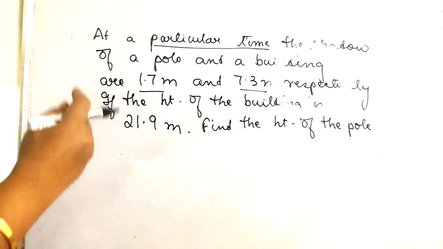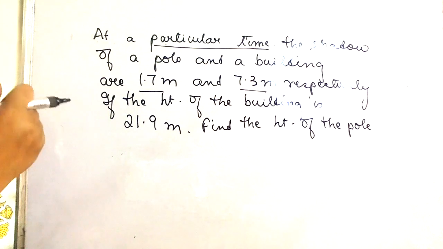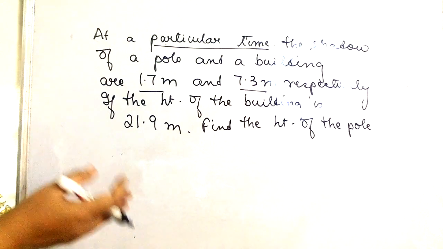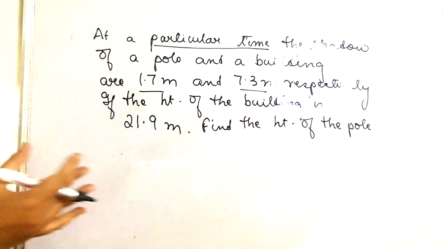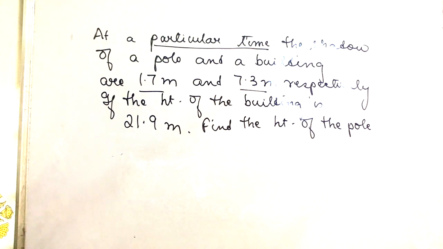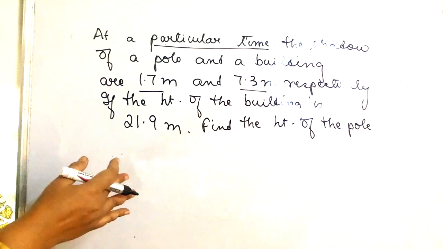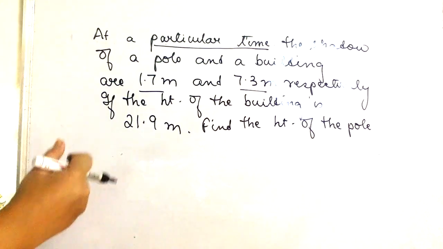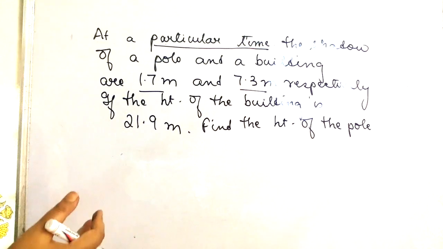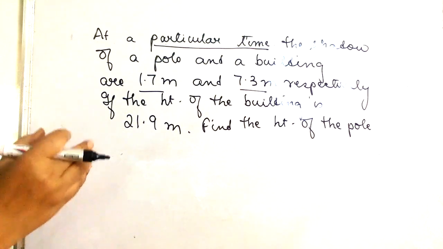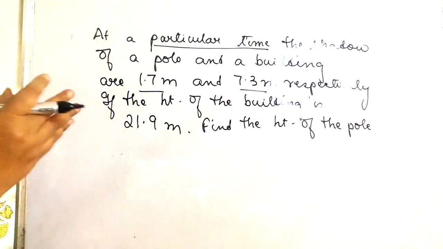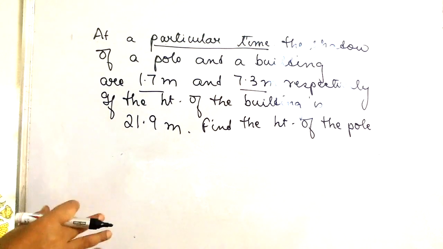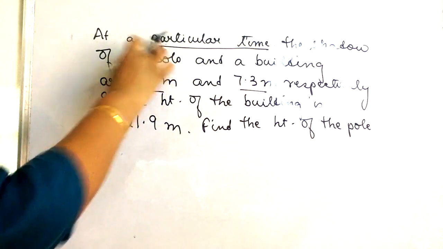Why? Because we have to understand that the ratio between the heights of two things is equal to the ratio between their shadows at a particular time. As you know, as the time of the day proceeds, morning shadows are longer. At noon the shadow becomes very short, and in the evening again the shadows become long. So here they are trying to tell us that they have been measured at a particular time.